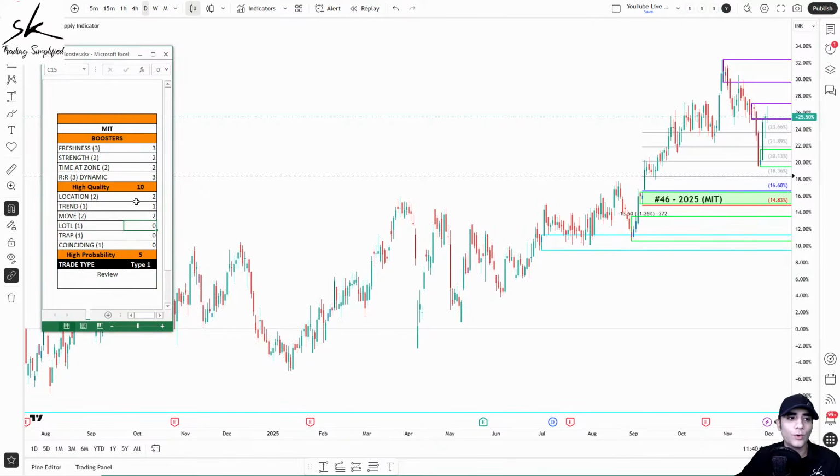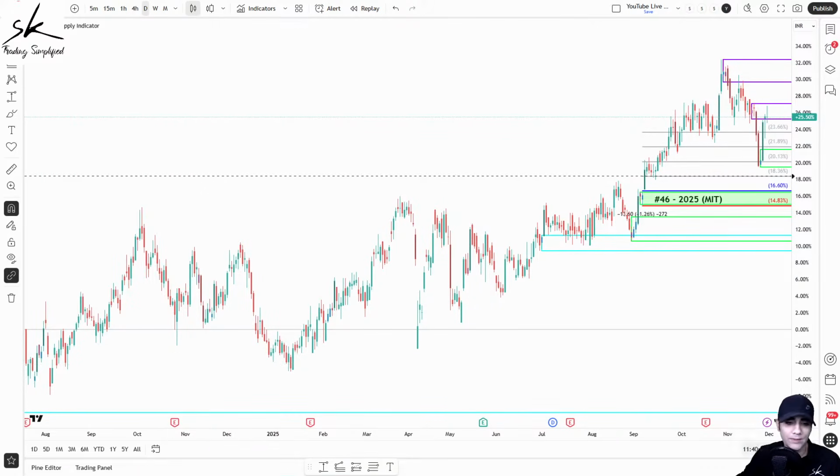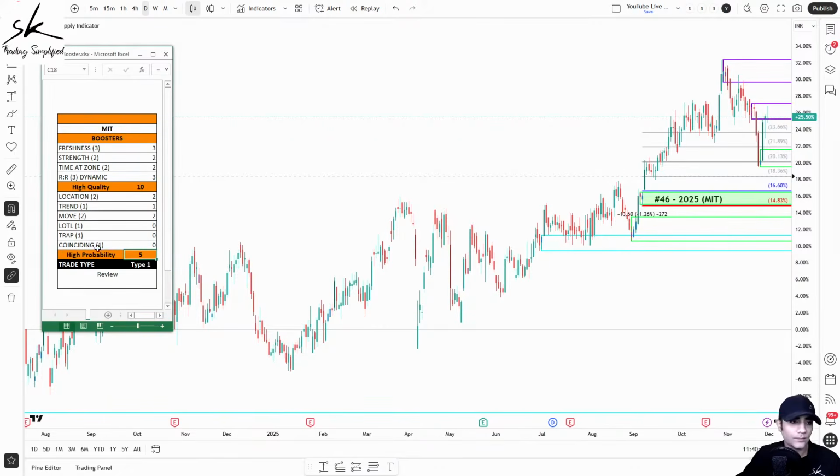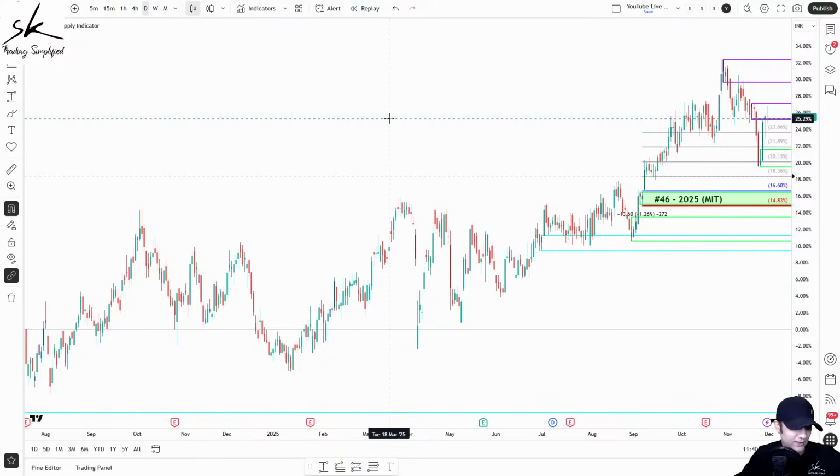And if you look at the overall scoring, we have a high quality zone and a high probability setup. So a high quality, high probability setup, can you see? We just got an alert. So that is what alerts do. As soon as you have formation of zones, you just keep getting these updates. Anyway, coming back to this, a high quality, high probability setup can be traded as a type 1 trade. So this is qualified as a type 1 trade for us.